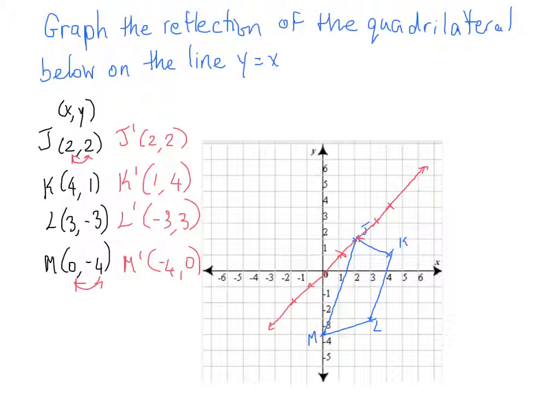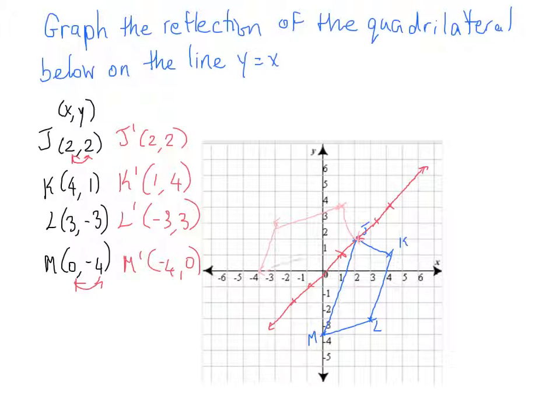Okay, so now we're ready to plot our new points. So 2, 2 is J prime as well as J, so it overlaps there. K prime is 1, 4, which is up here. And L prime is negative 3, 3. So negative 3, 3, which is right here. And M prime is negative 4, 0, down here. And so now we have all 4 of our points, so we can join them together.